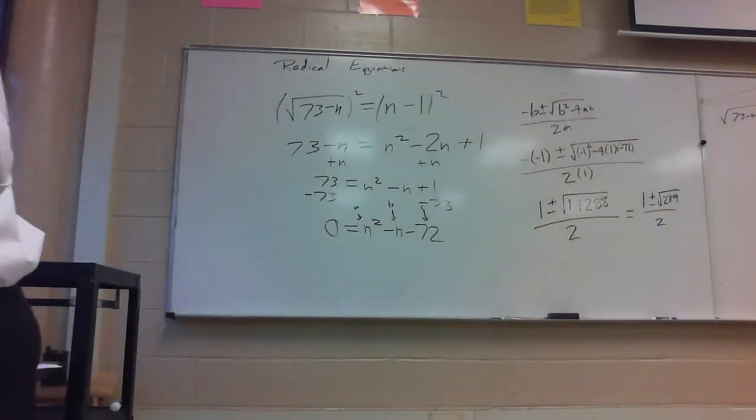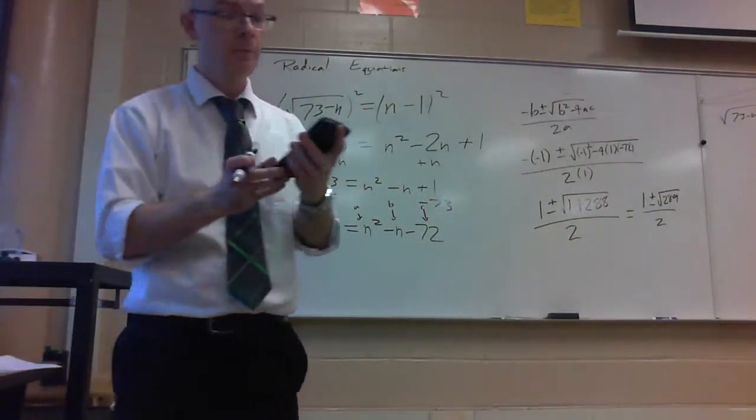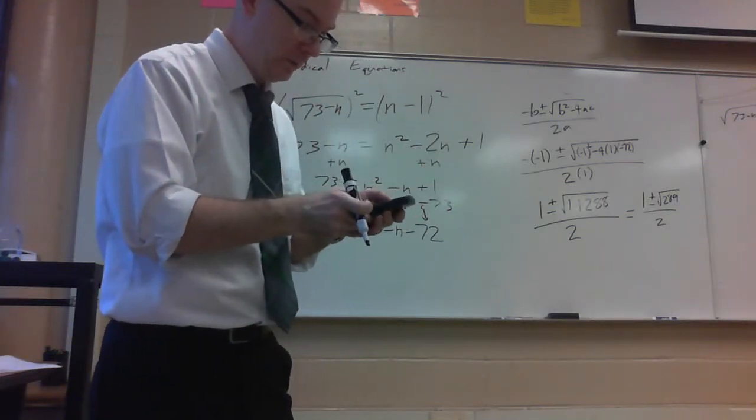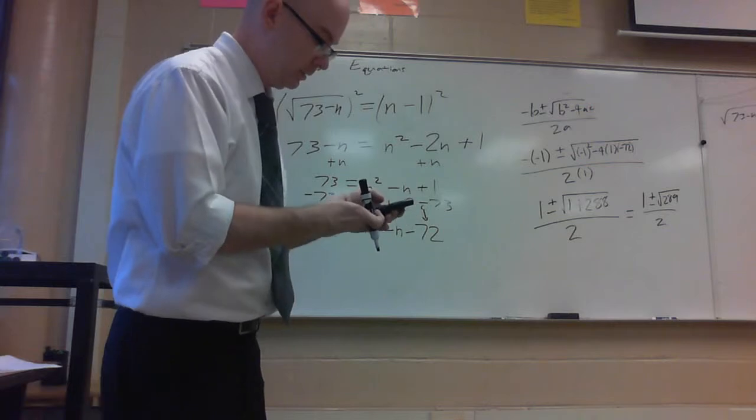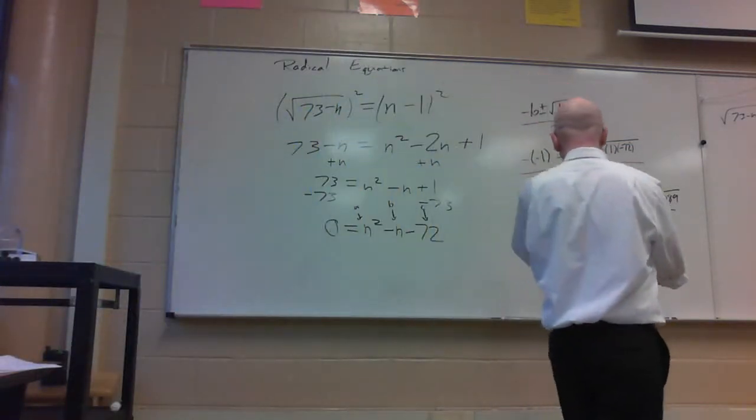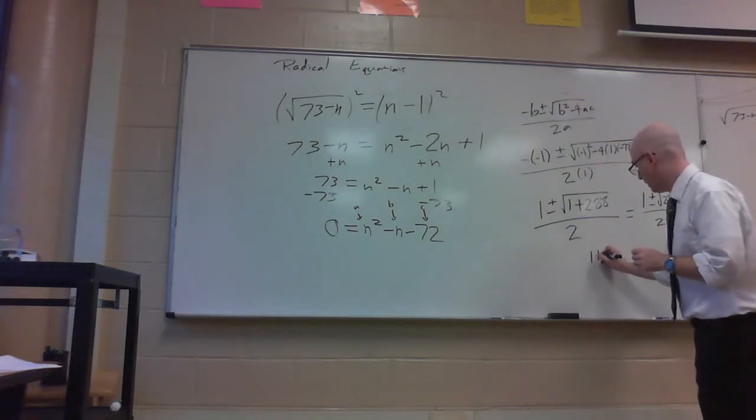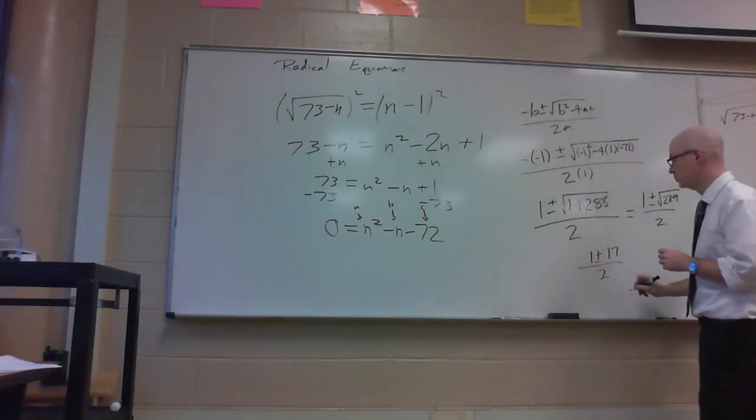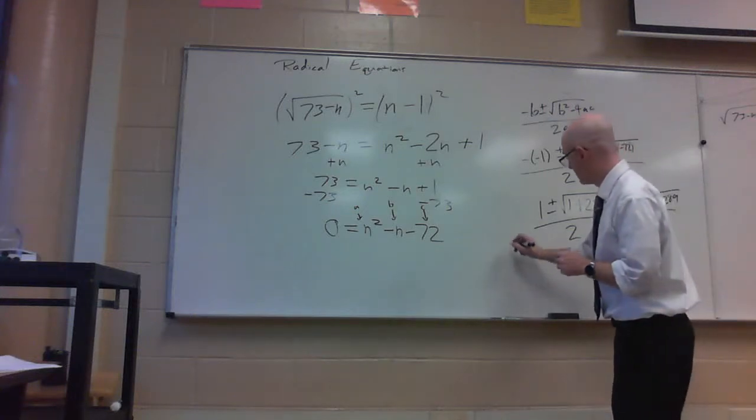289, I'm like, that's a weird one. I haven't seen that square a lot. Make sure you've got your calculator. So we take the square root of 289, gives us 17. 1 plus or minus 17 over 2. This is what our x is equal to.